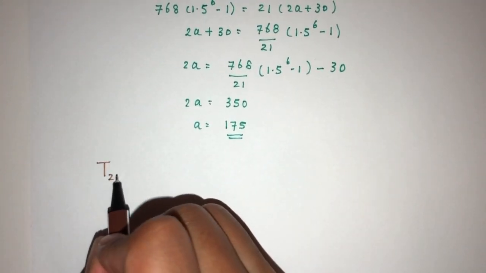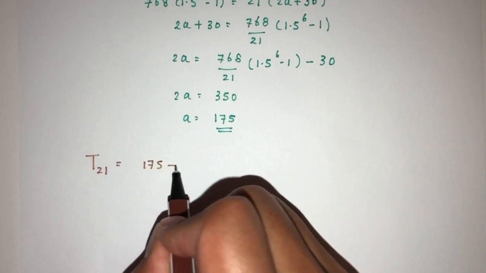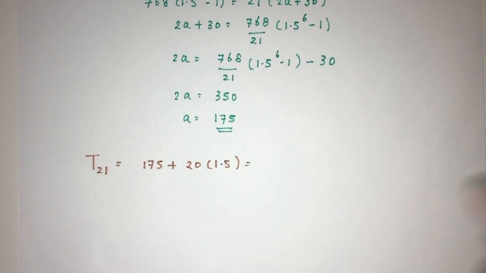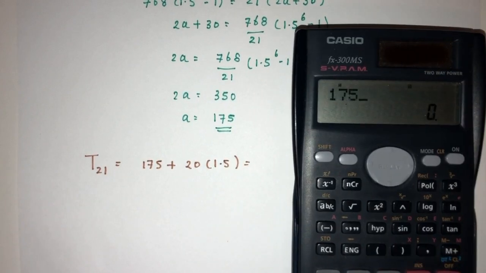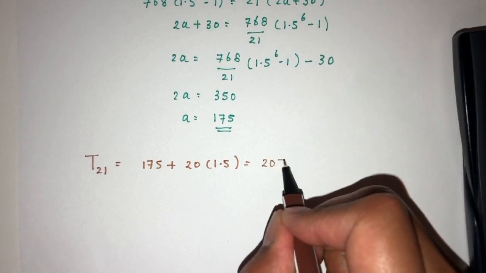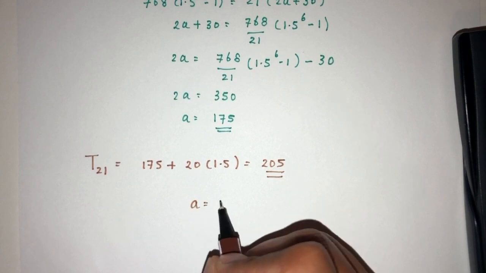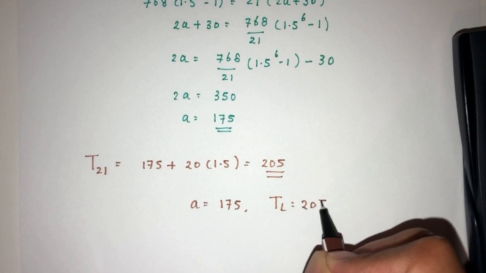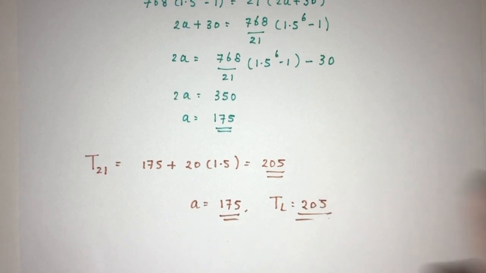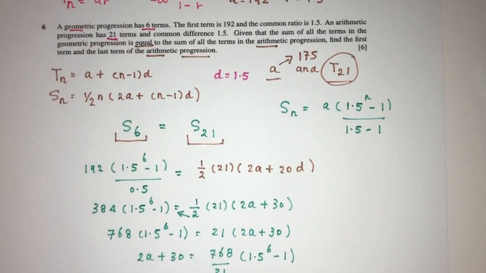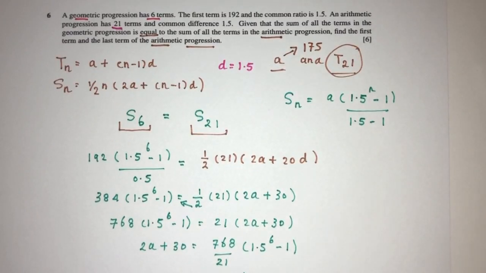So the 21st term, we use the formula a plus n minus 1 times d, which is 20 times d, where d is 1.5 for the common difference. That will be 175 plus 20 times 1.5, which should be 205 for the last term. So the first term was found to be 175 and the last term was 205. Again, the last term was the 21st term because we have 21 terms in the progression. And that will be your question in regards to series.